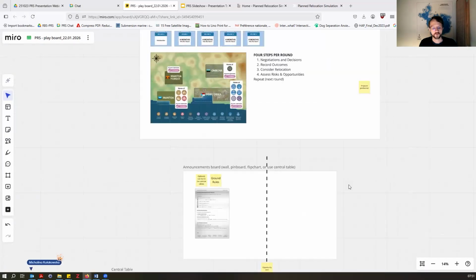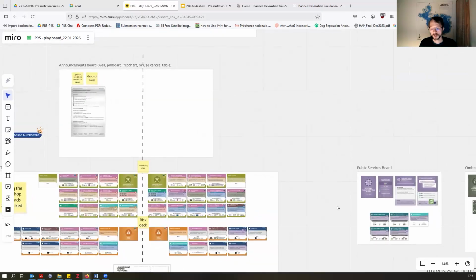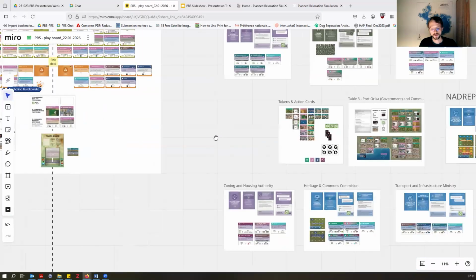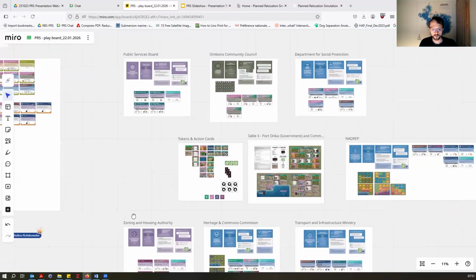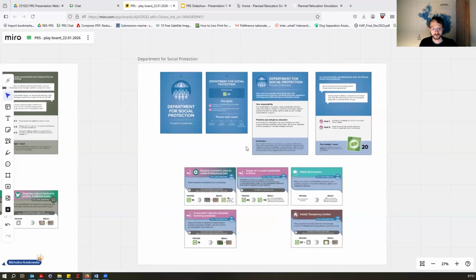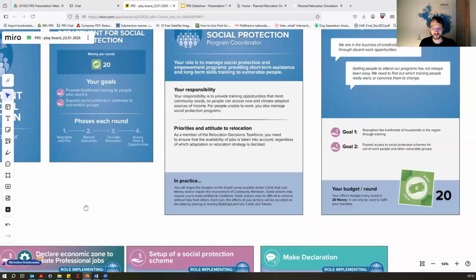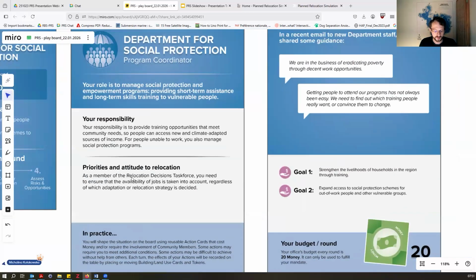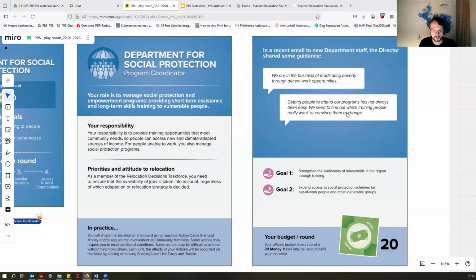Having done that, with this little narrative introduction, you just then invite all of the players to open their envelopes and start learning a little bit about their roles. From experience, it takes a little bit of time for people to get acquainted with what it might mean to be, for example, the Department of Social Protection. So they have to read through this quite short but still quite dense piece of information that tells them what their goals are, how much money they have, what kinds of actions they have to do.